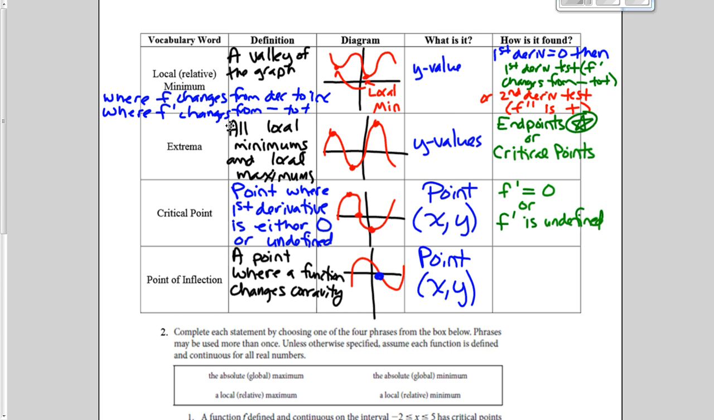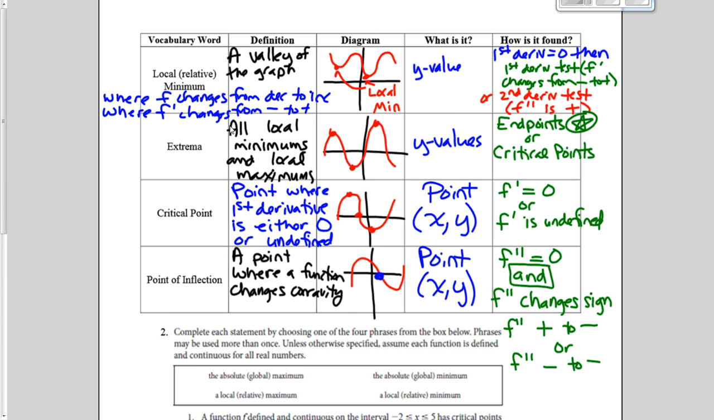And how do I actually find where my point of inflection is? This is where my second derivative is equal to 0. And we have two things. We've got to have both. And my second derivative changes sign, which means my second derivative changes from positive to negative, or my second derivative changes from negative to positive.